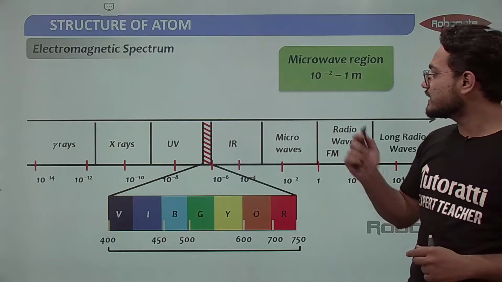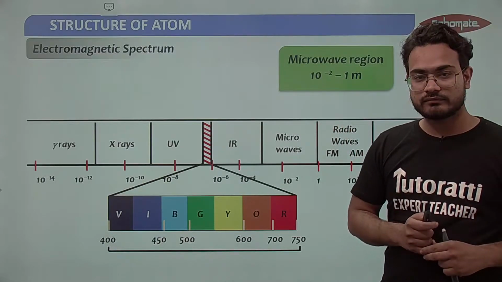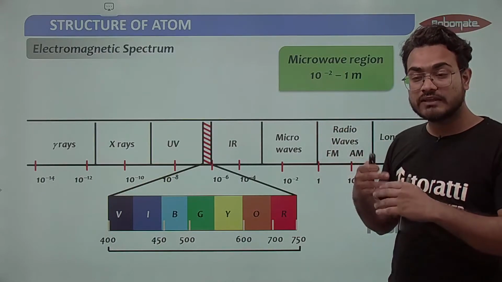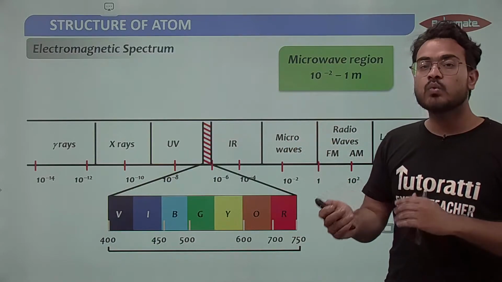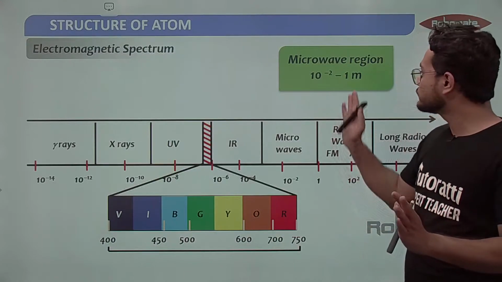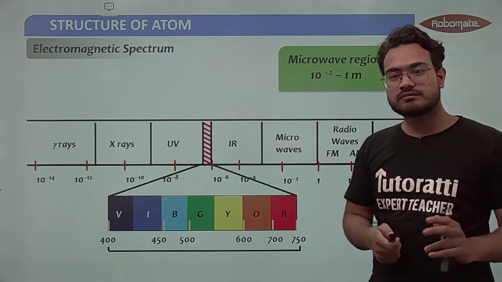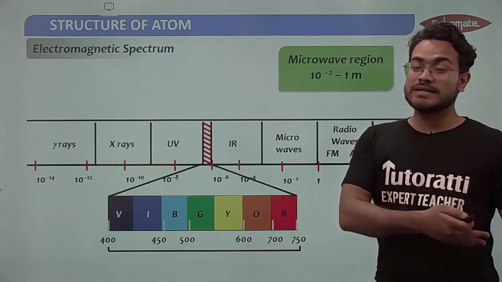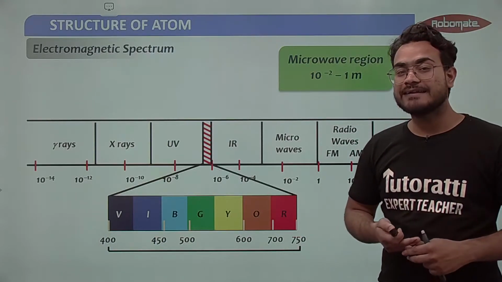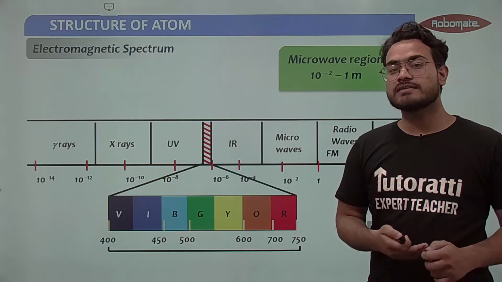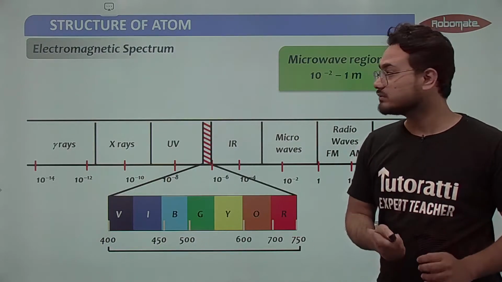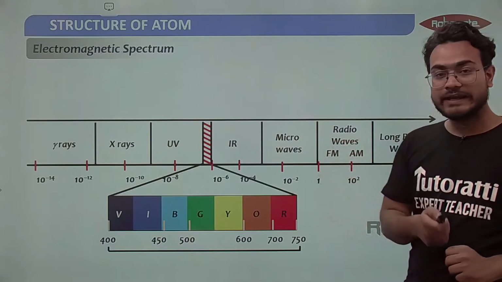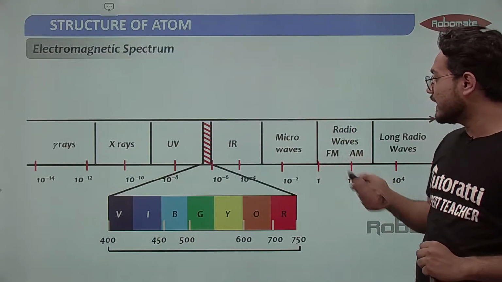Now the next thing is microwave. The wavelength in that region is around 1 meter, quite large. And in the earlier example, we saw that the radio broadcast has a wavelength of about 200 meter. So we have radio waves, that is FM and AM.